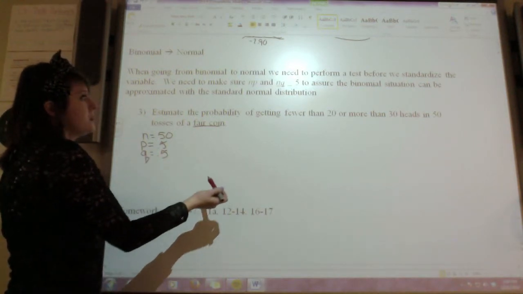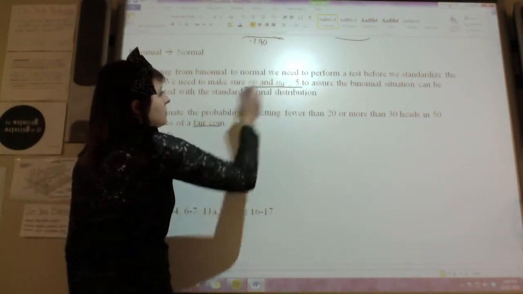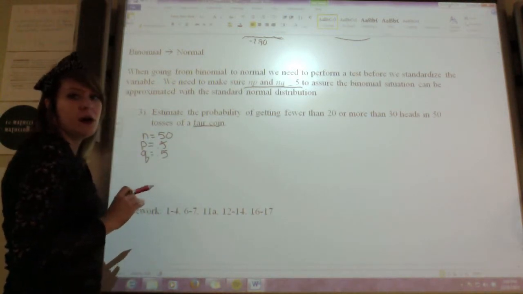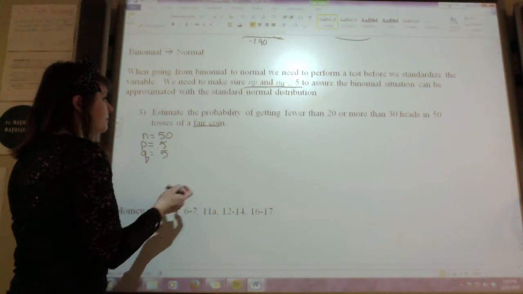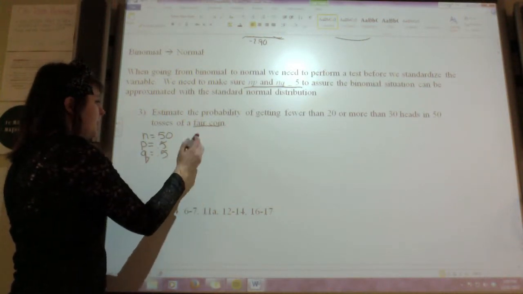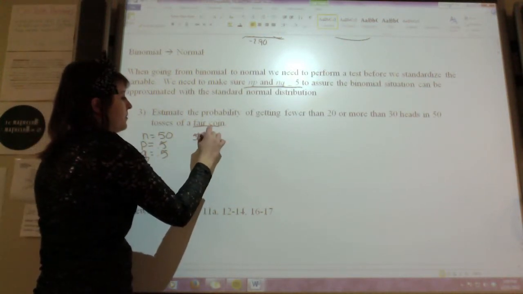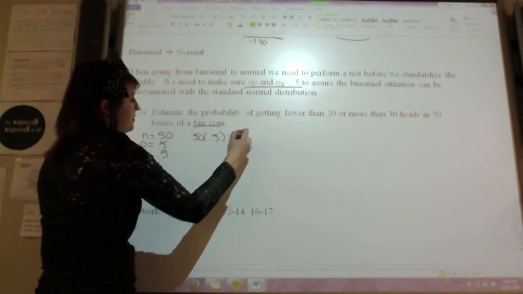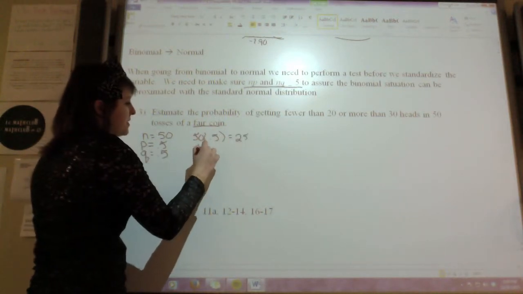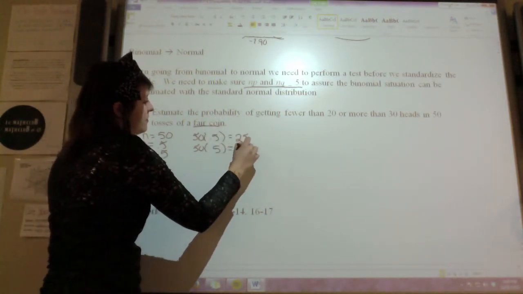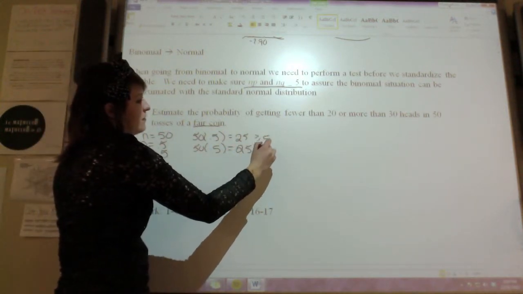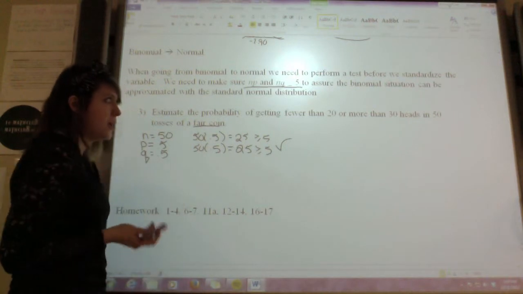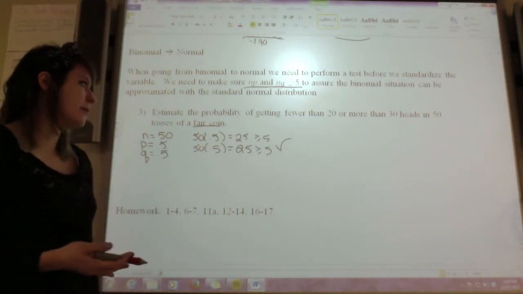Well, first thing I need to do is check to make sure that I can approximate this with a standard normal distribution. So n times p is 50 times 0.5, which is 25. And n times q is 50 times 0.5, which is 25. Since both of these are greater than or equal to 5, I know that I can approximate this, so I can continue going on.